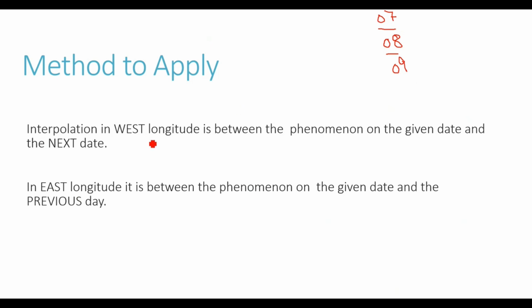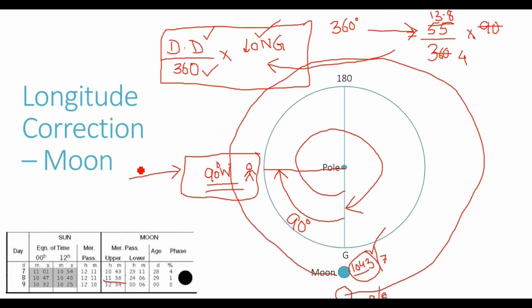How do we decide this? This is decided basis the longitude of the observer. If the longitude is west, the difference is found between the given date and the next date. If the longitude is east, the difference is found between the given date and one day before or the previous day. Now why is that? You can easily see it here in this diagram. You see we were in westerly longitude here.